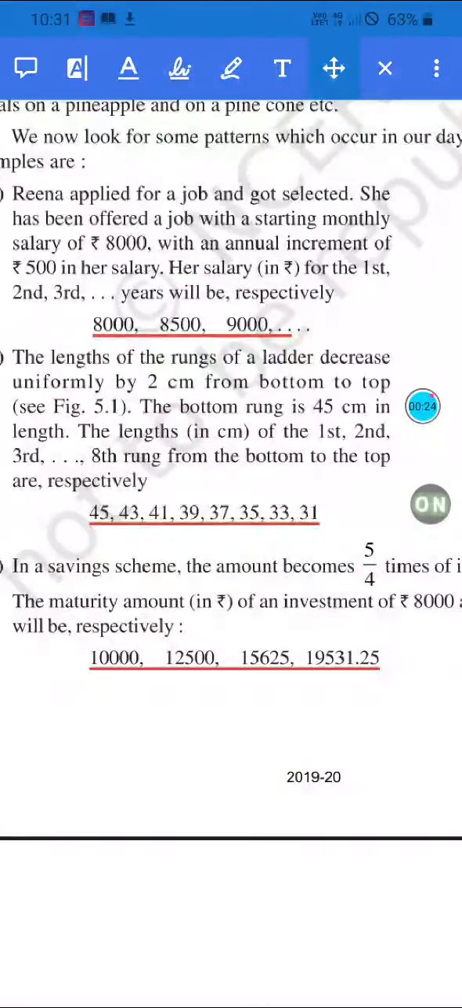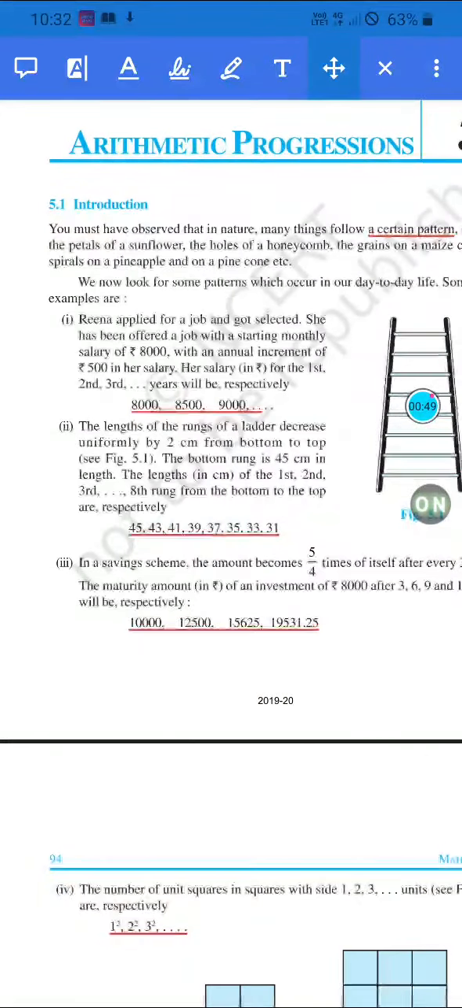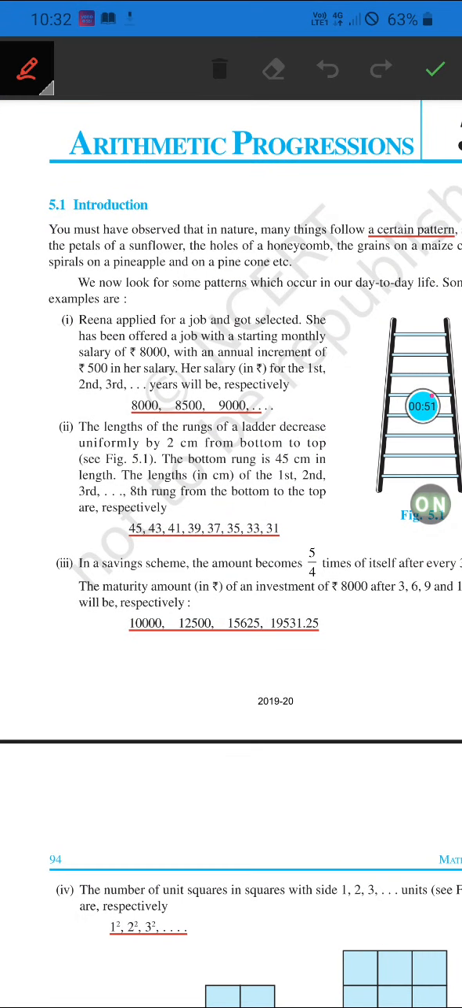Here you can observe 8000, 8500, 9000. What is the next number after 9000? That is 9500. How can you guess that? Look at the difference from 8000 to 8500. What is the difference? It is 500. And from 8500 to 9000, what is the difference? 500. So what is the next number? It's 9500. These numbers are following some pattern.